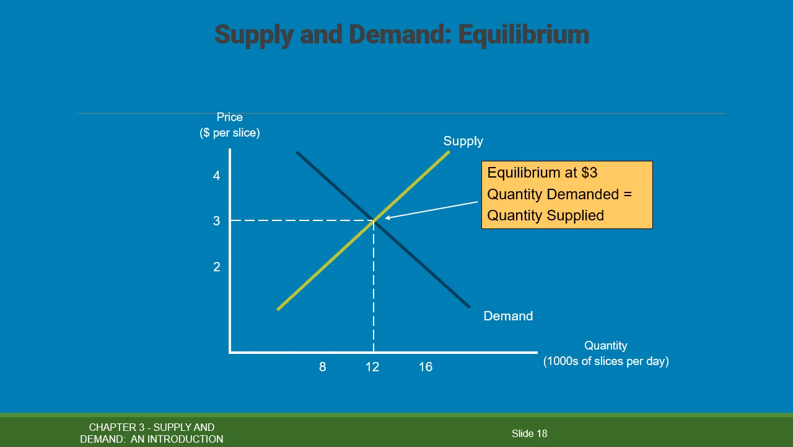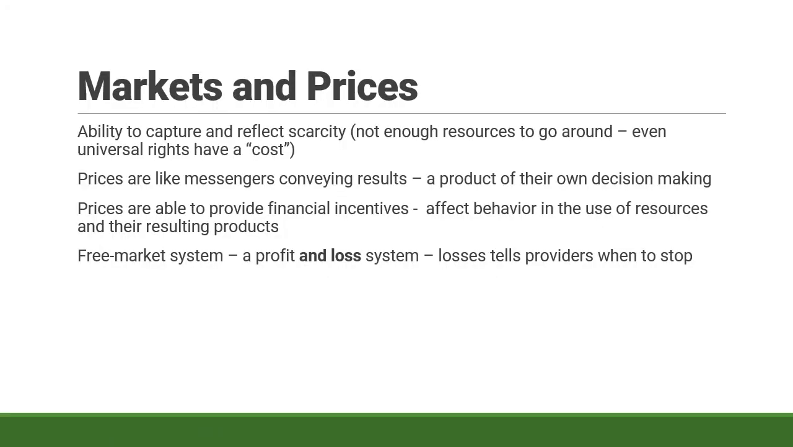Inevitably, there's a certain limit to how much product you can actually produce at the cost by which you're producing it. So there's a natural limit to that that we have to consider. Now, when we're thinking about markets and prices, the most important aspect of price is that it has the ability to capture and reflect scarcity. So, like I mentioned earlier, there are not enough resources to go around. Even if we're thinking about universal rights and universal entitlements, all of these things have cost. And up to a point, there are certain times wherein producers aren't able and willing to pay that cost anymore.